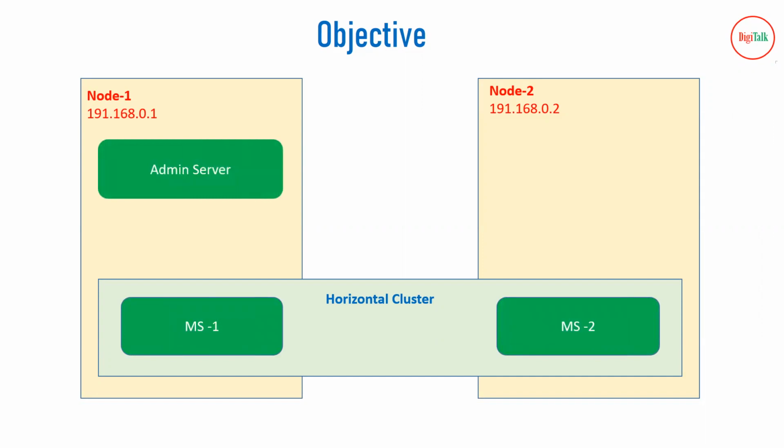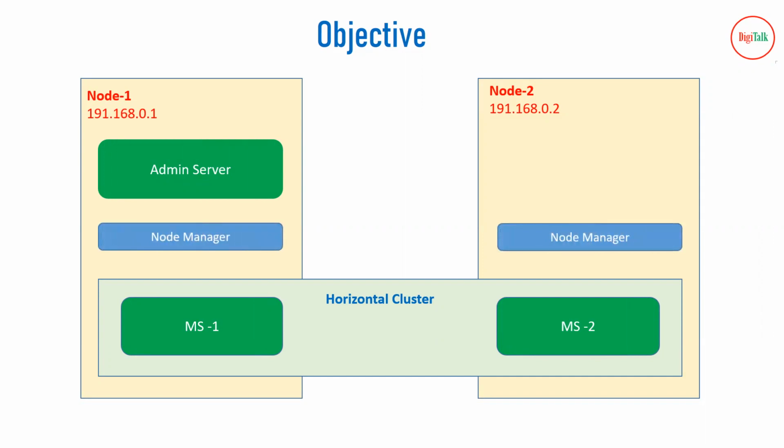And then our admin server on node 1. Obviously you will have a node manager on both nodes to control your managed servers, and your admin server connects with your node manager to control the managed servers. So in node 1, you will have a separate node manager, which is used to control the managed server running on node 1. Similarly, you will have a node manager on node 2, which will be used to control the managed server running on node 2 from the admin server remotely.